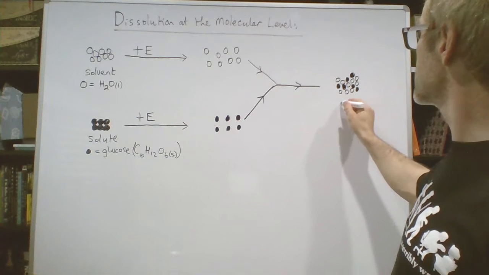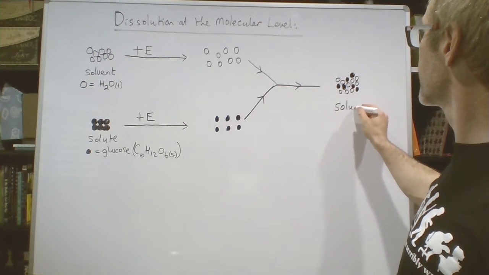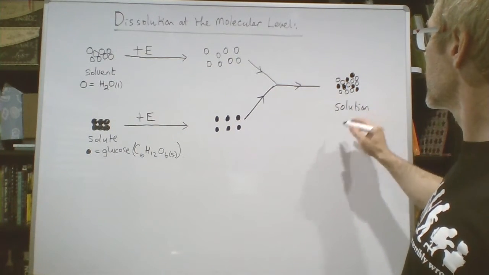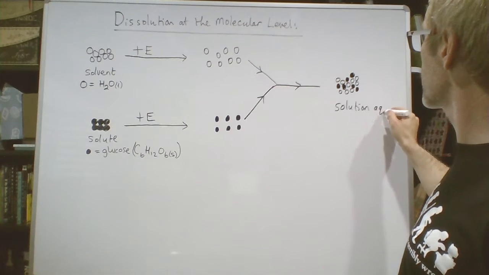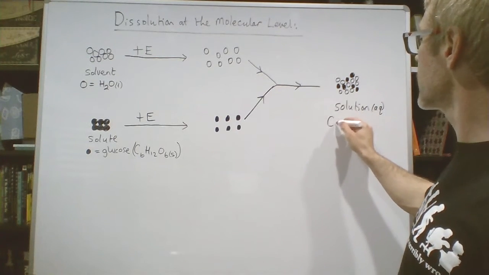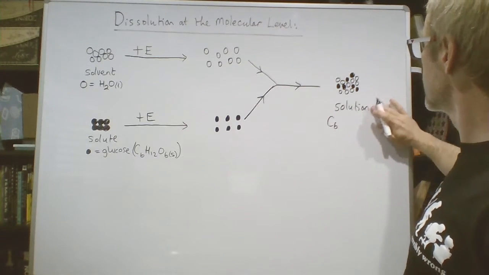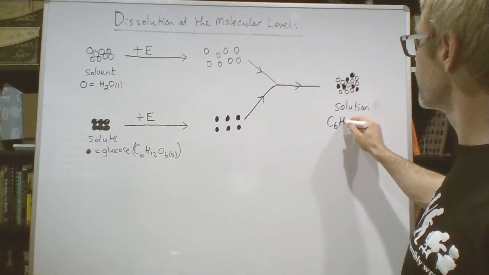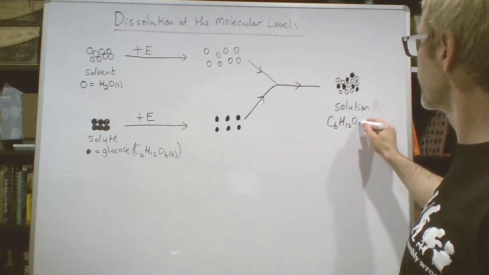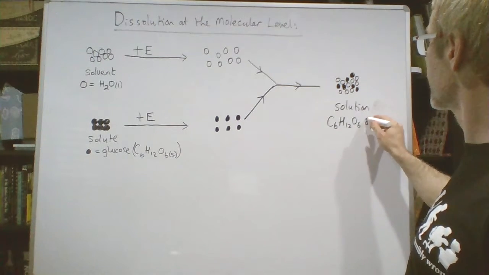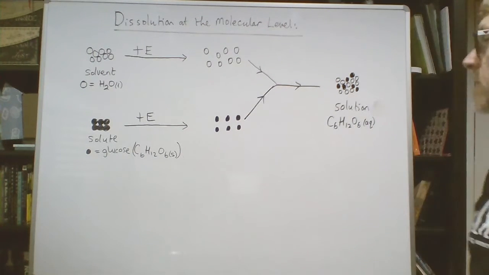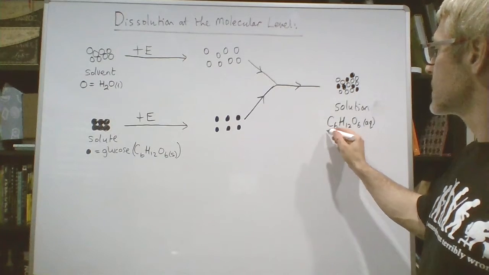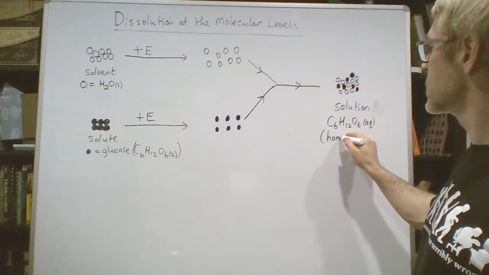So let's say this is our solution. And a solution we'll say is aqueous. So it's really a glucose solution, right? So rather than put the label aqueous here, I should probably put it here. So we've got our aqueous solution. This is also called a homogeneous mixture.